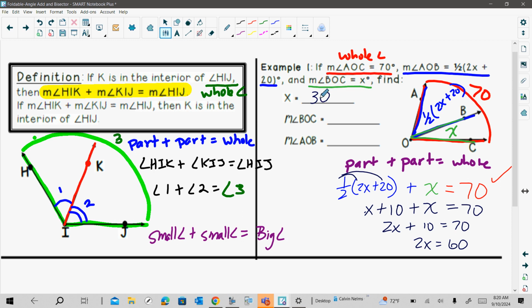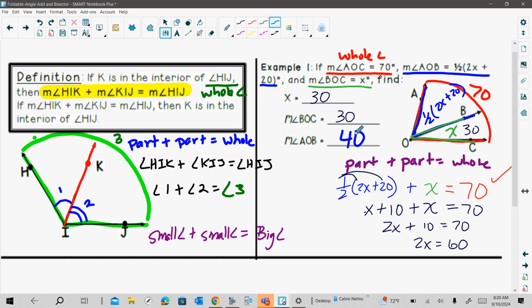All right, now they want us to find the measure of BOC. Well, BOC was the x, so that is 30. Work smarter, not harder. If I know this small part is 30 and the whole angle was 70, what is this remaining BOC? 40. We're done. Okay?